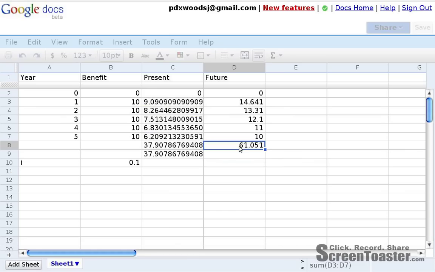But in the meantime, keep an eye on these two answers right here: $61.55 for the future value, how much you'll have in the account in time period 5, and $37.90, which is the amount of money you need to deposit in time period 0 in order to fund the stream of benefits, because they're going to be showing up again.